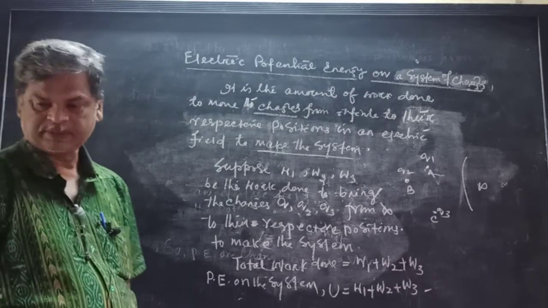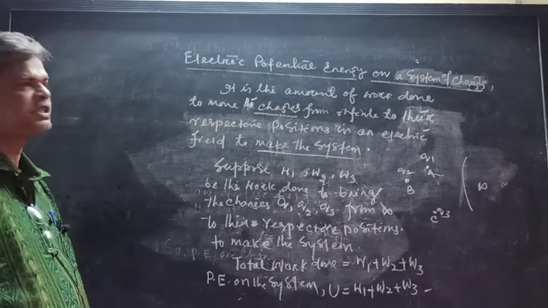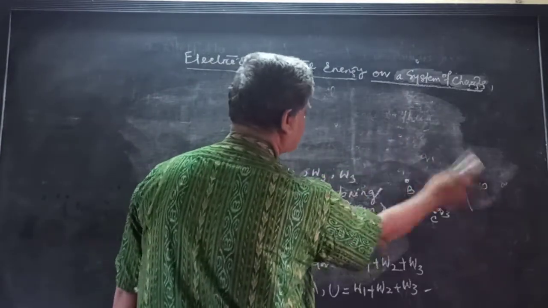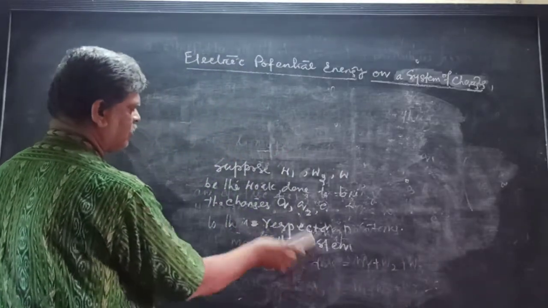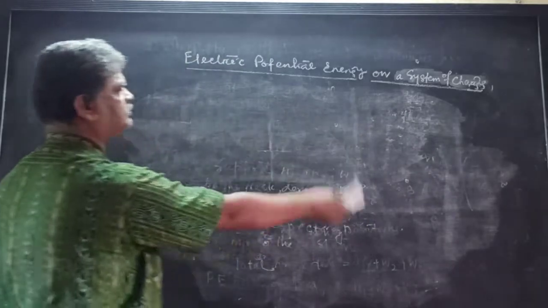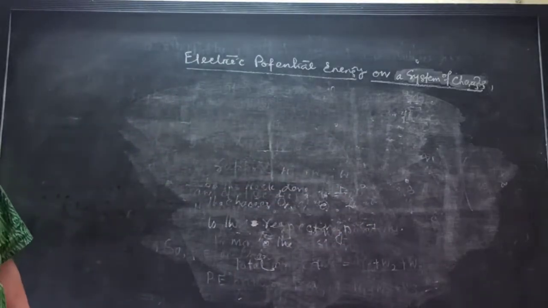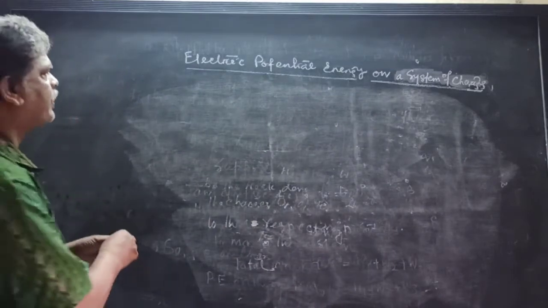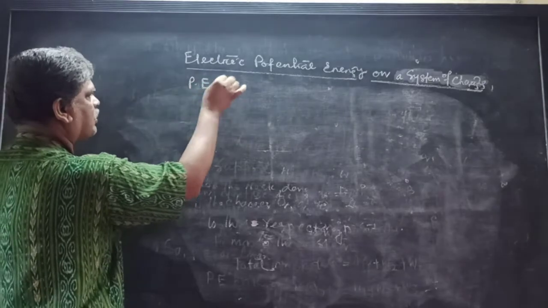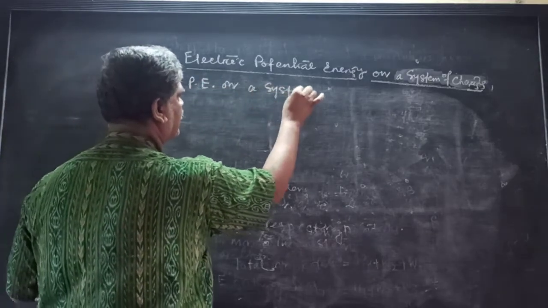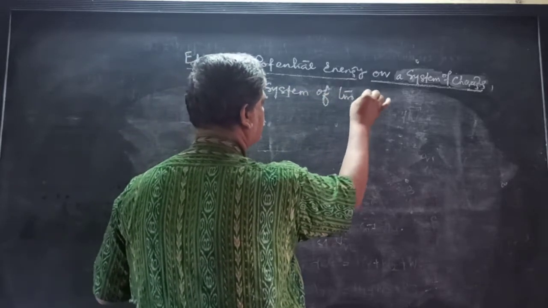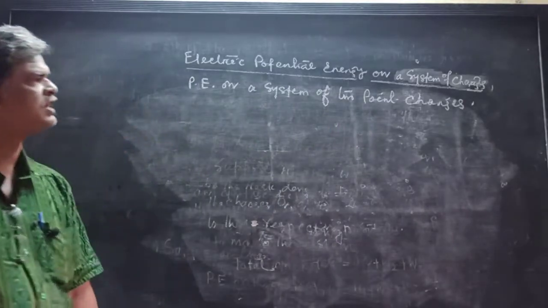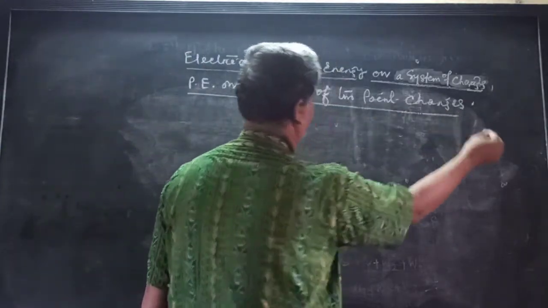Clear? Now let us see in a special case, what is the potential energy on a system of 2 point charges? What do you mean by system? The system means it contains one or a number of point charges. This is the system. So we will see what is the potential energy on a system that consists of 2 point charges, that is, a system of 2 point charges. Clear? The potential energy on a system of 2 point charges.